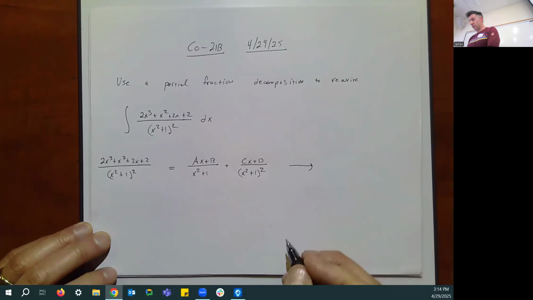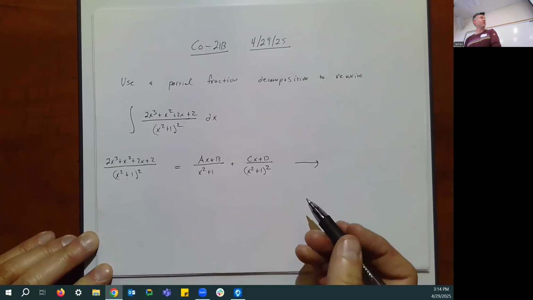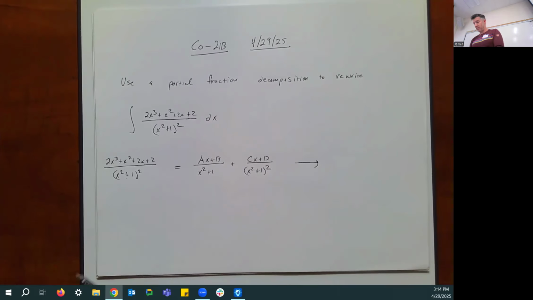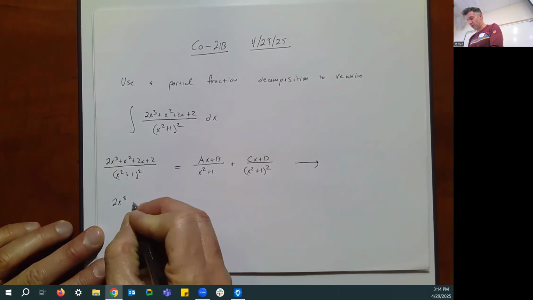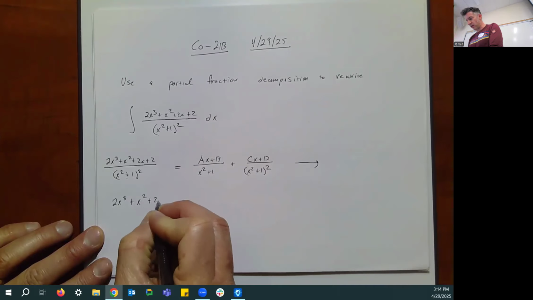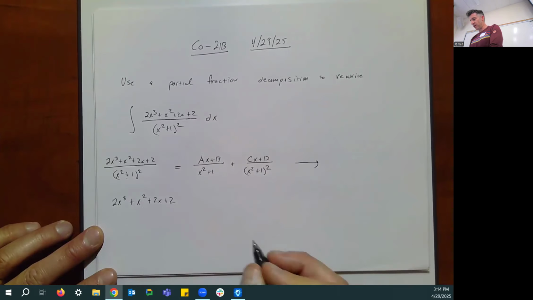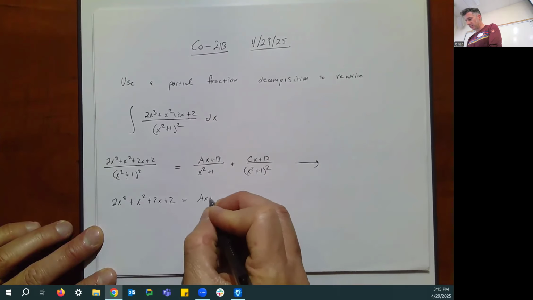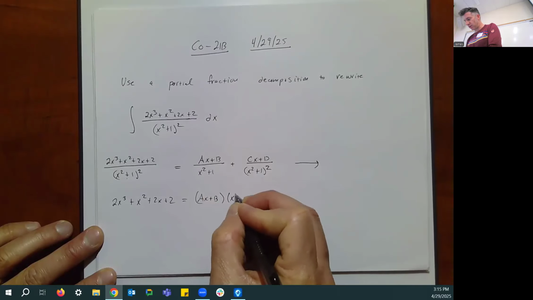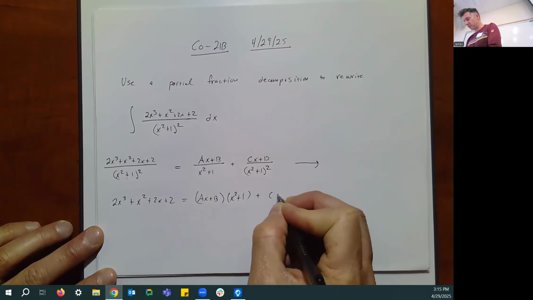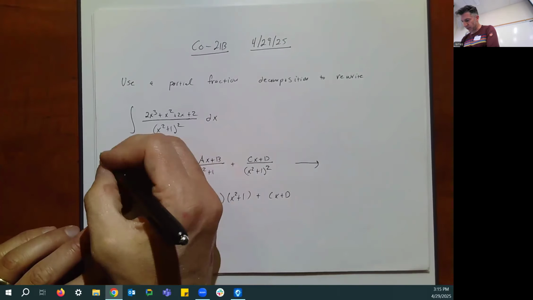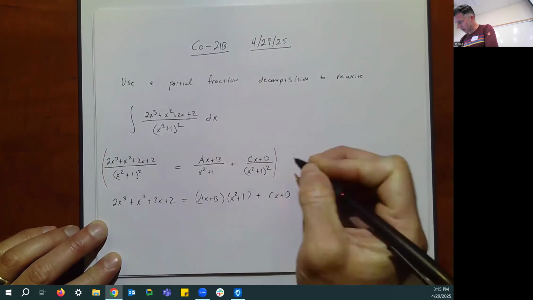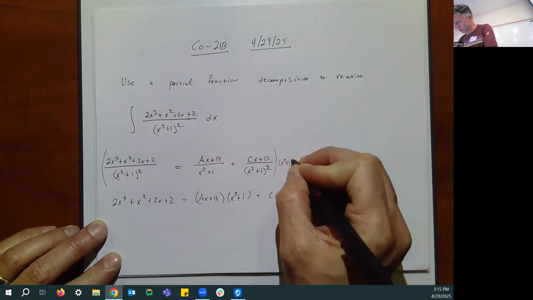So the next step is just to multiply both sides by the common denominator, which is actually going to be really not terrible. If we multiply everything by x squared plus 1 squared, we get the left-hand side being 2x cubed plus x squared plus 2x plus 2, and the right-hand side being ax plus b times x squared plus 1 plus cx plus d. Right? I know I didn't show my work here, but all I'm doing is multiplying both sides of this equation by my common denominator, which is x squared plus 1 squared.